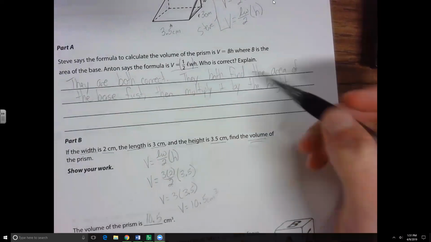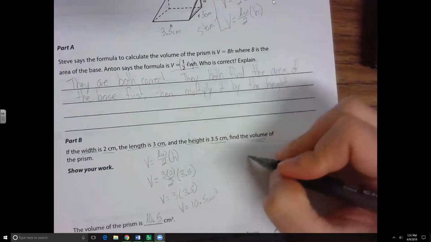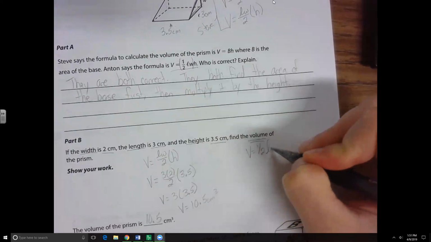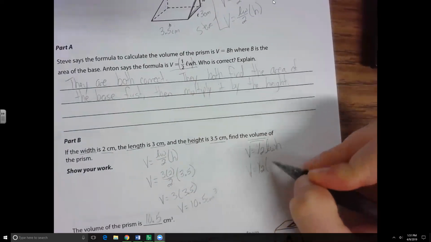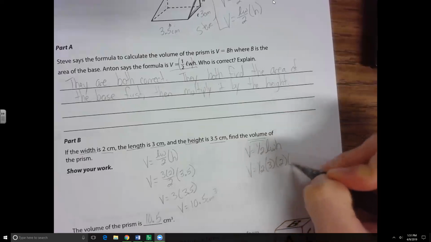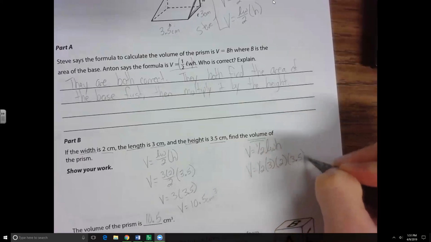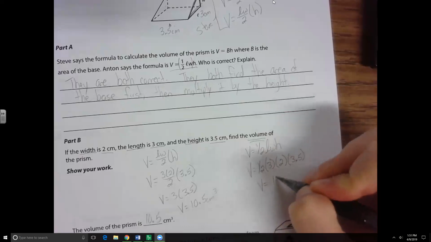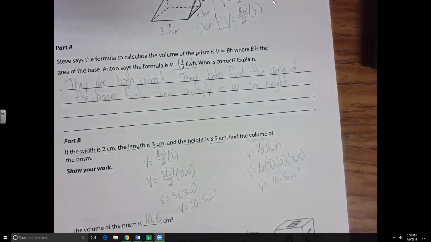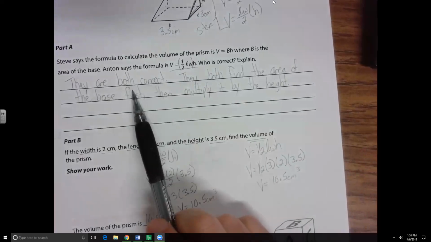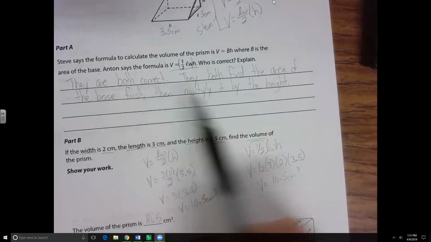Or if you want to use Anton's formula, volume equals 1/2 length times width times height. You just plug in those numbers. 1/2 times my length, which was 3, times the width, which was 2, times the height, which was 3.5. And when you multiply all those together, you also get 10.5 centimeters cubed. So either formula I use is going to give me the same answer, and it should, because I said up here that they're both correct. So if they're both correct, then it's both going to give me the same answer.